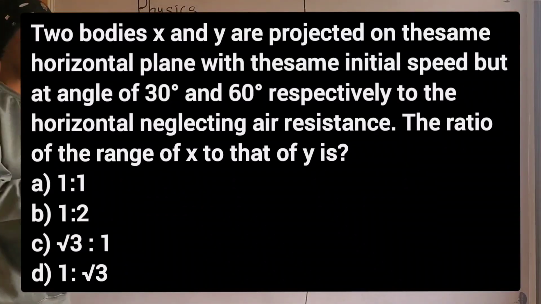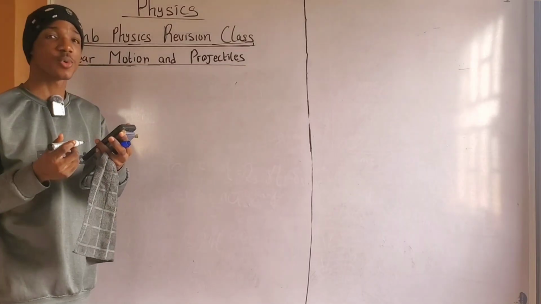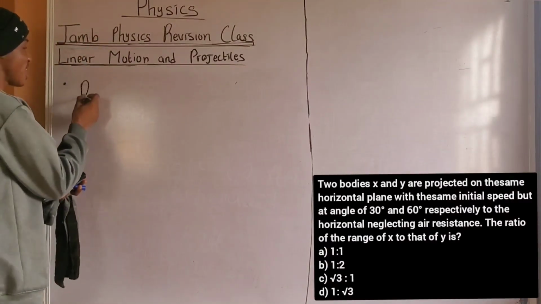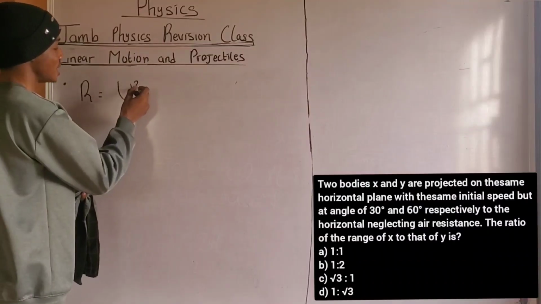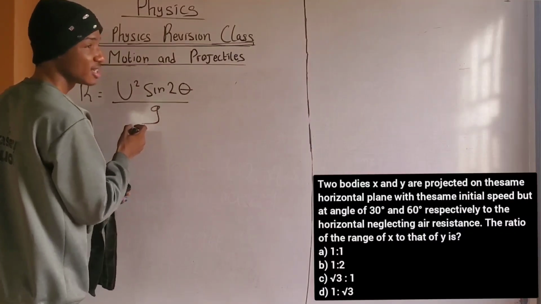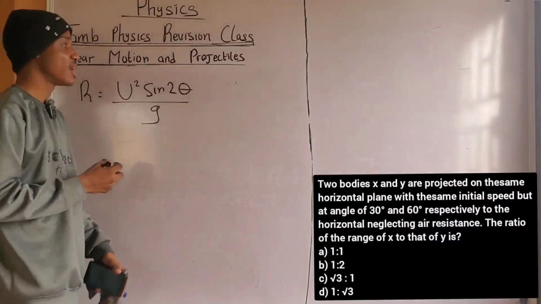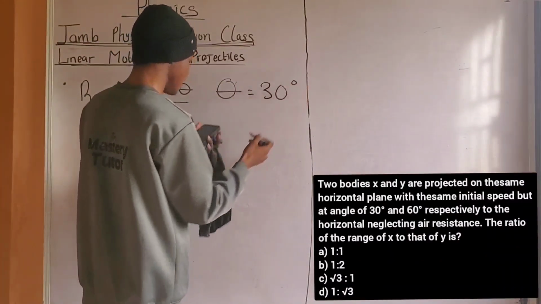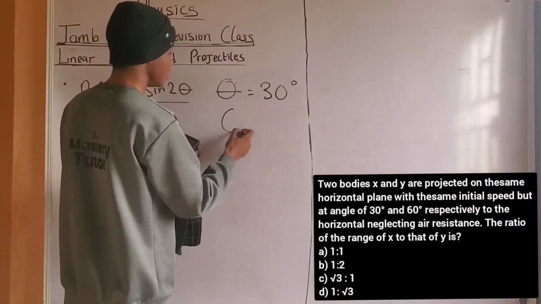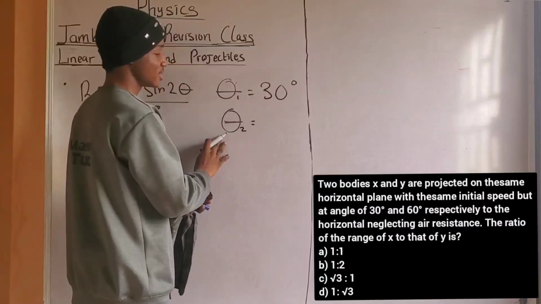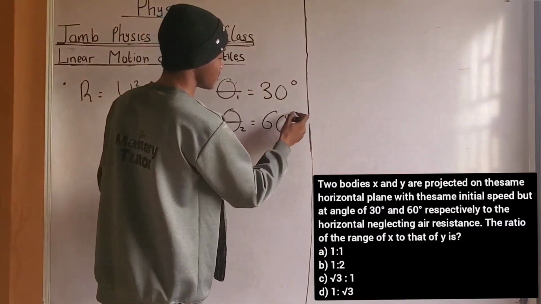To answer this question, the first step is to remember the formula for range. Are you getting it? The formula for range in projectiles is R equals U squared sine 2 theta all over G. This is the range formula. Now, the theta values that we are given are 30 degrees and 60 degrees. Let me call this theta 1, and this theta 2, 30 degrees and 60 degrees respectively.